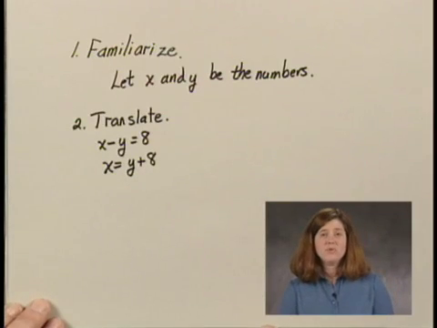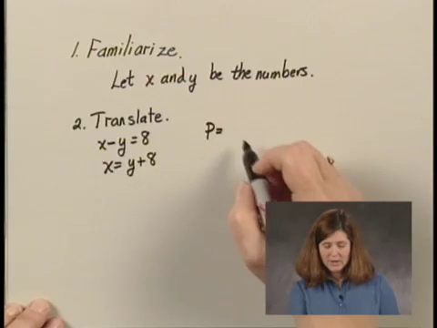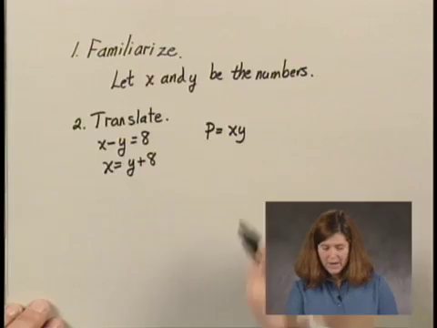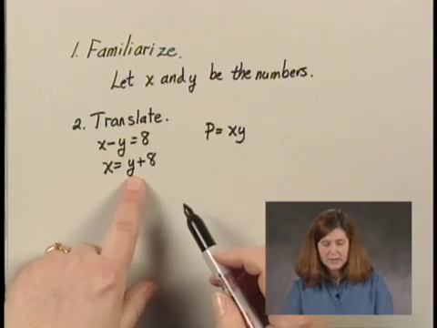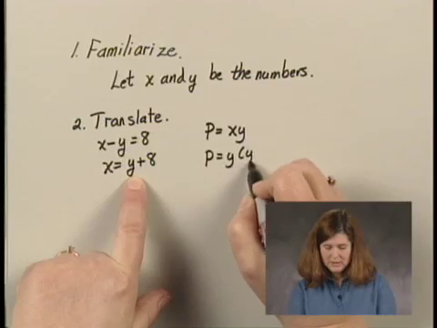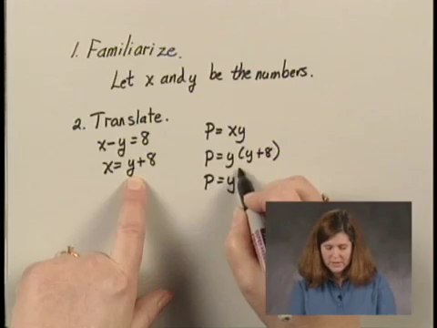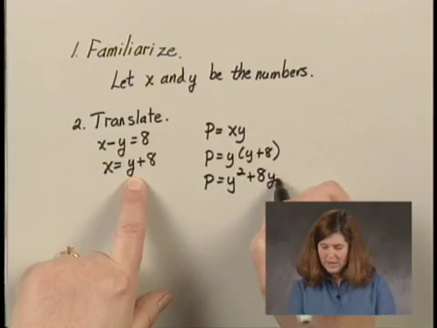Now we're trying to find the product of the numbers. So the product is, or the minimum product. The product is x times y. So where I have an x, I'm going to put y plus 8. Or y squared plus 8y.